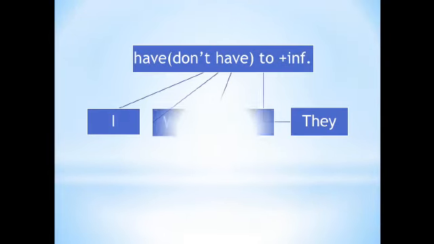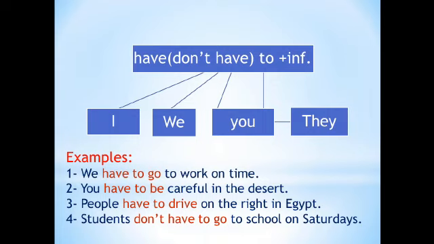So we use have to or don't have to plus infinitive, of course, with subjects I, we, you, they. For example, we can say we have to go to work on time. You have to be careful in the desert. People have to drive on the right in Egypt. Students don't have to go to school on Saturdays.